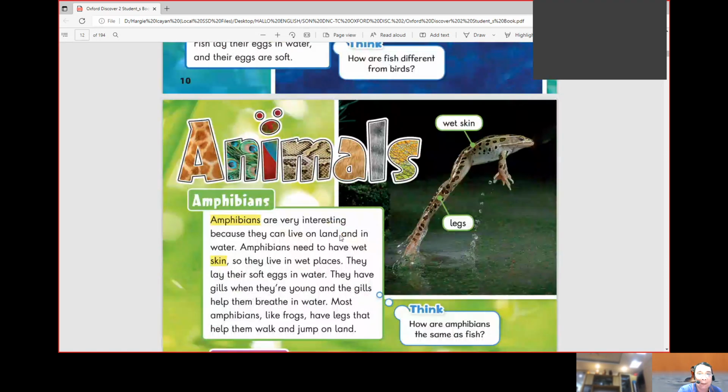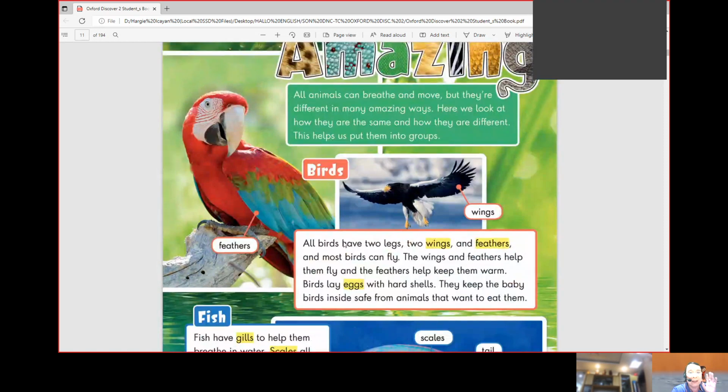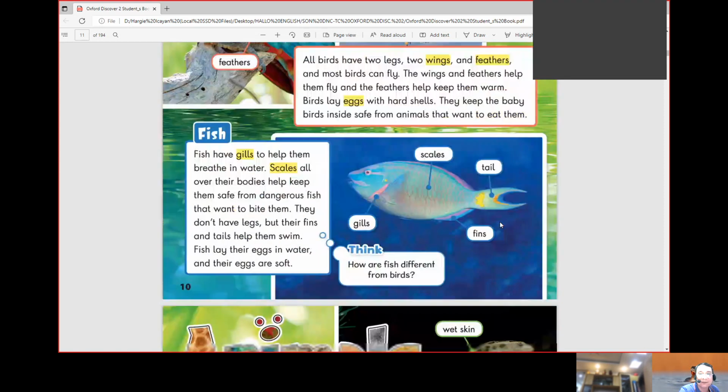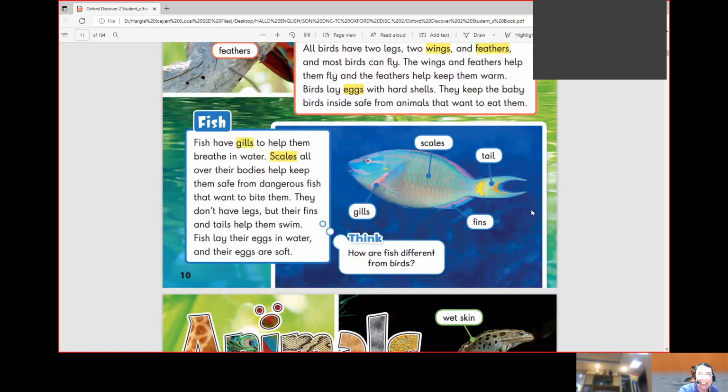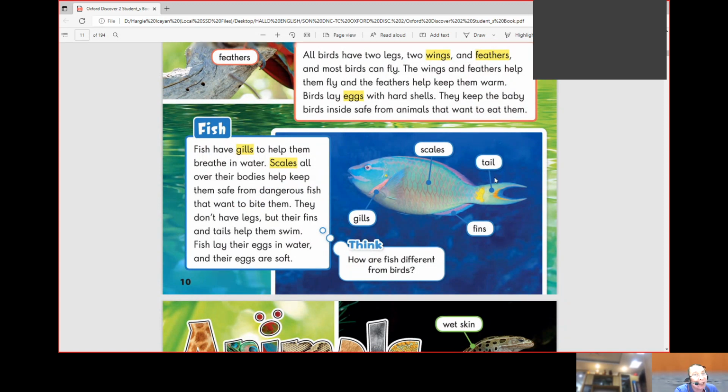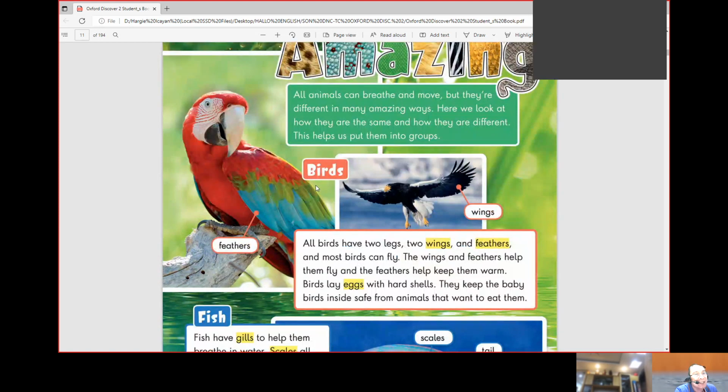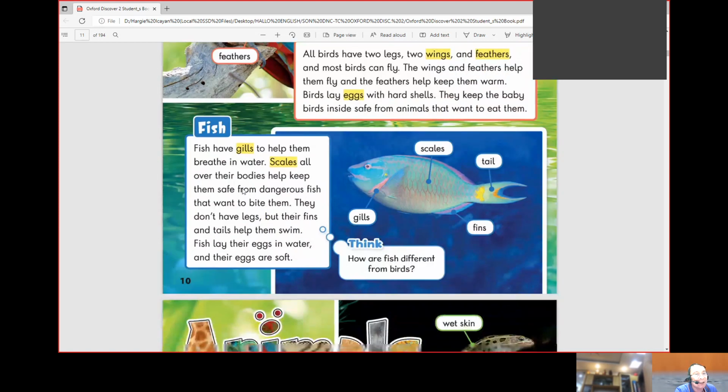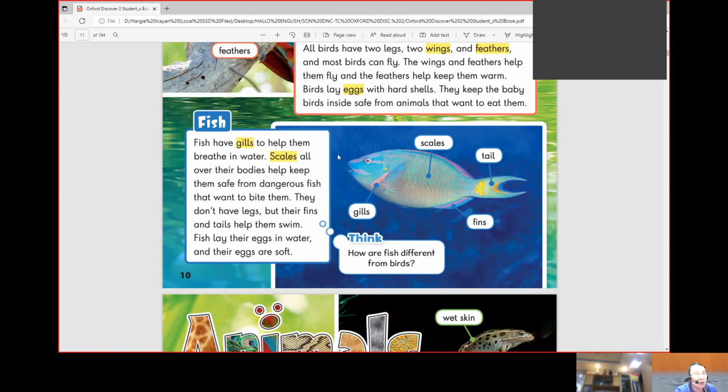Now, how do these two animals differ from one another? So again, what are the differences between the birds and the fish? Would you kindly tell me how they differ?